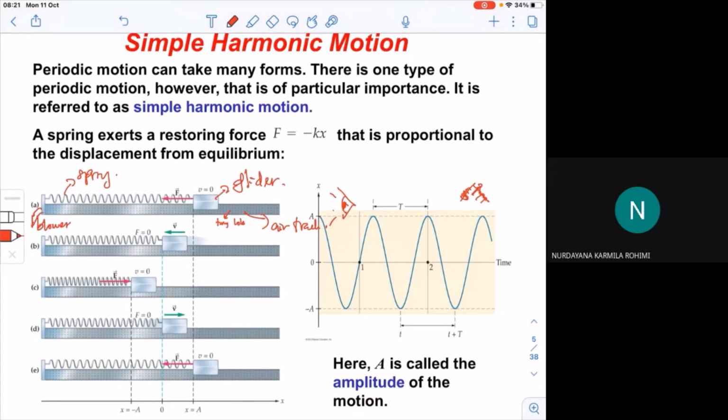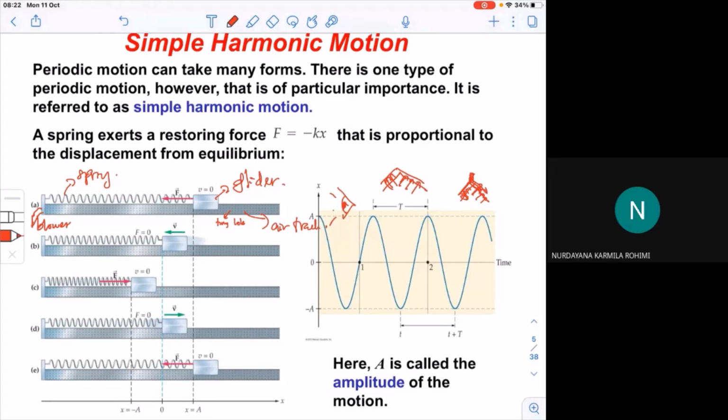Okay, and what happens next is the glider will be lifted up. Let's say this is the glider. If I want to describe that, the glider will be lifted up, and that will make no resistance between the glider and the air track. So that is the function of the air track.